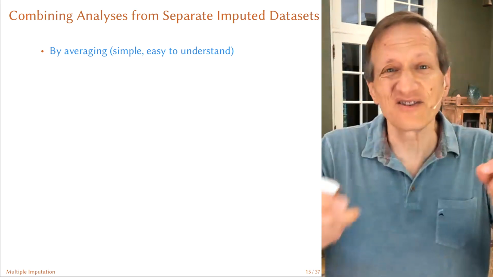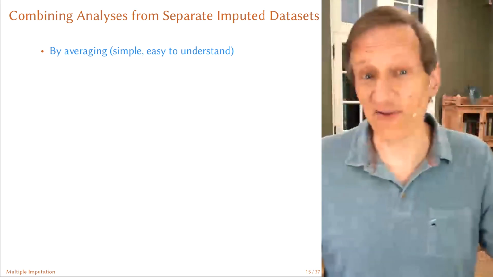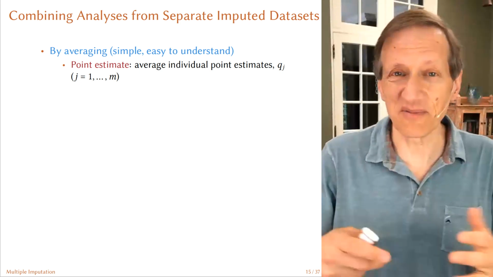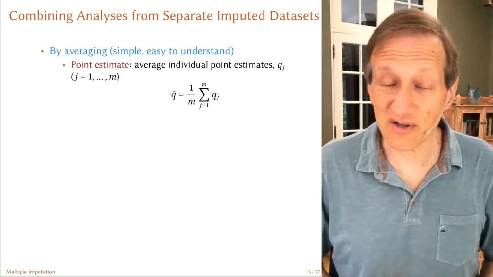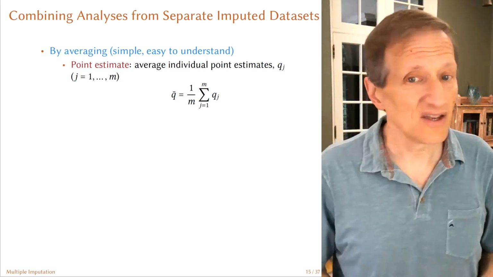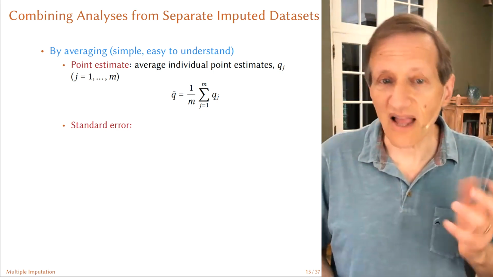Actually, there's 2 ways. So the simplest, from a general point of view, is you just average. You take the point estimates from the 5 data sets and you just average them. If Q is the quantity of interest or an estimate of the quantity of interest, you just add up and divide by n. The standard error is slightly more complicated.